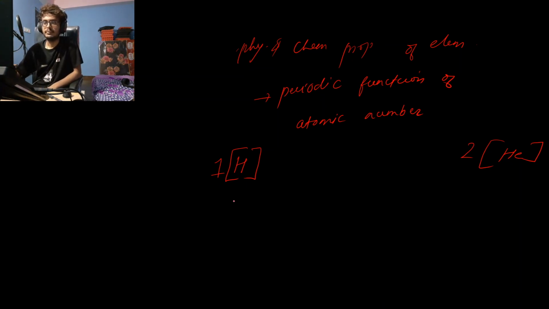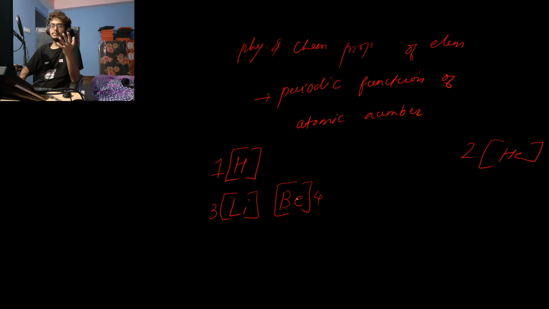Then we have lithium. Lithium has an atomic number of 3, so it is placed in the third spot in the periodic table. Then we have beryllium. Similarly, it is placed in the fourth spot because its atomic number is 4. So the physical and chemical properties of elements are periodic functions of their atomic number. The elements are placed in the periodic table with respect to their atomic number, and that will also determine their physical and chemical properties.